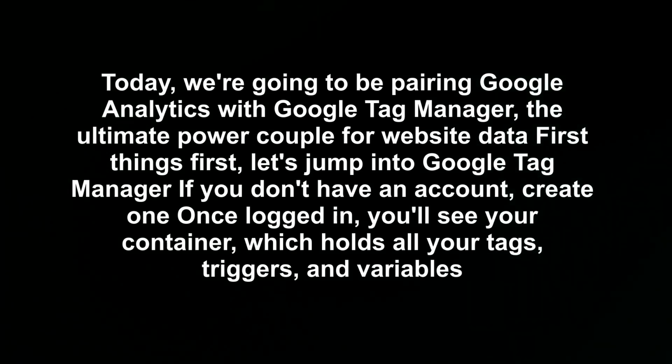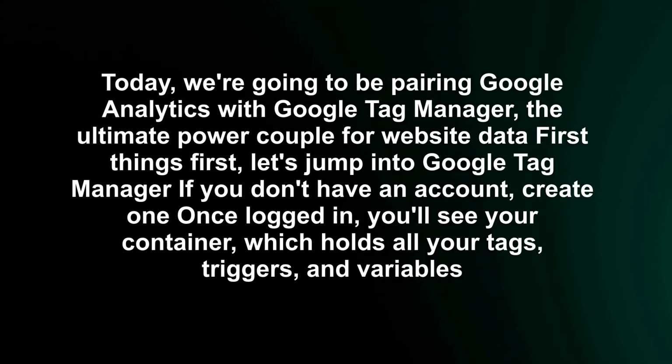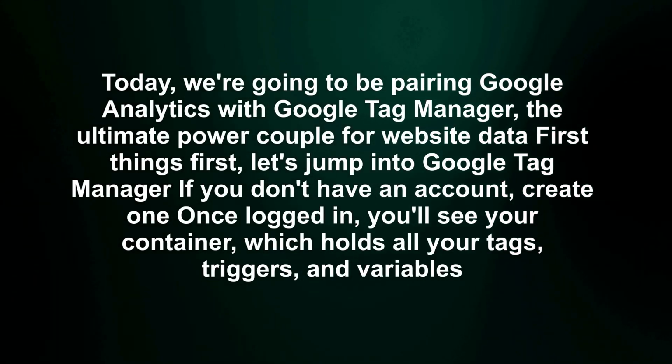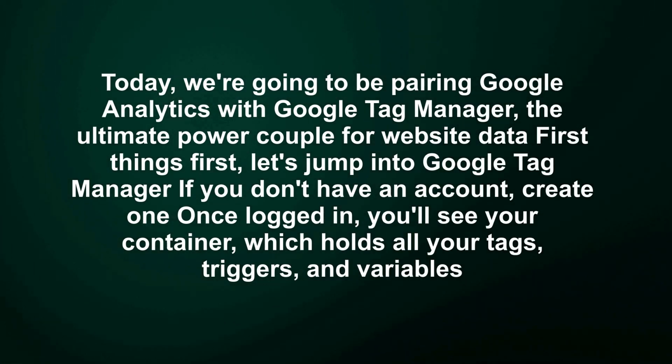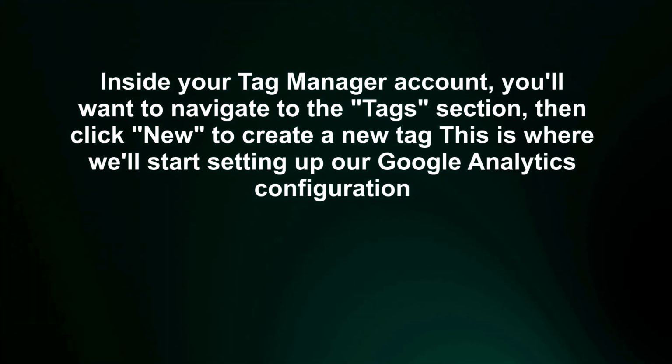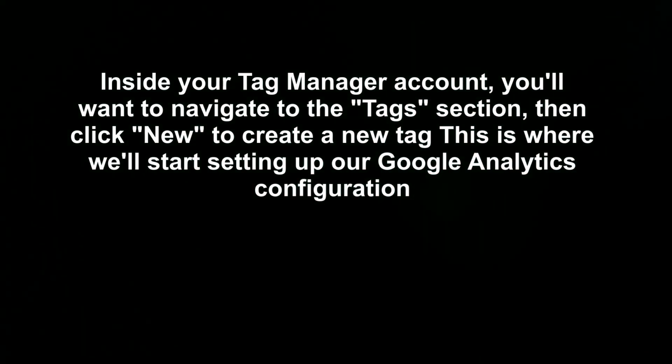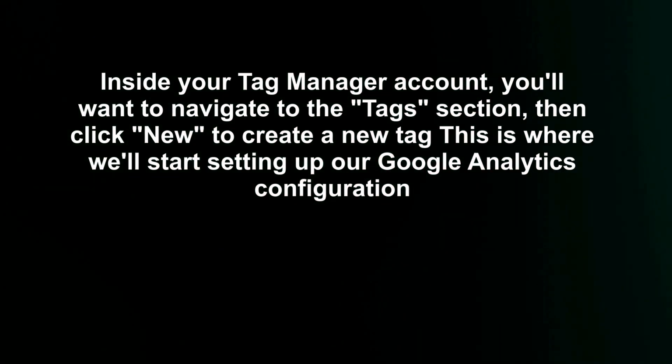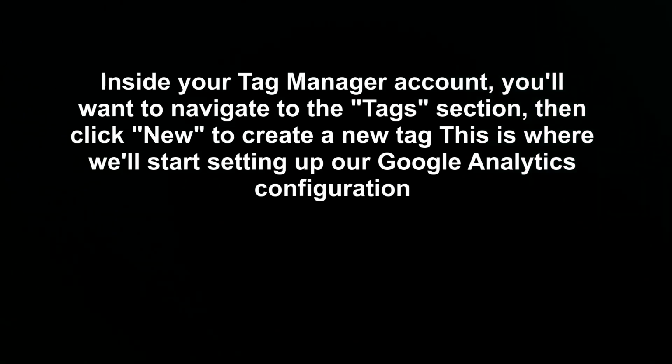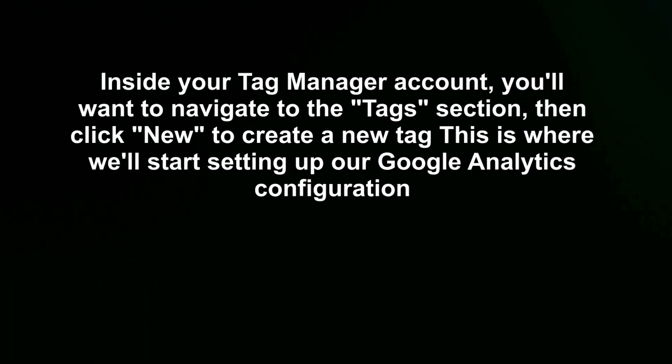If you don't have an account, create one. Once logged in, you'll see your container, which holds all your tags, triggers, and variables. Inside your Tag Manager account, you'll want to navigate to the Tags section, then click New to create a new tag. This is where we'll start setting up our Google Analytics configuration.